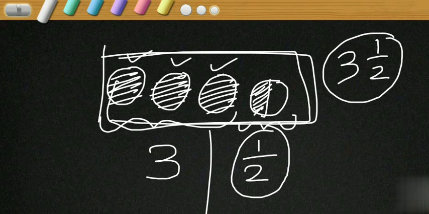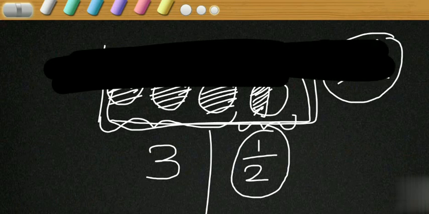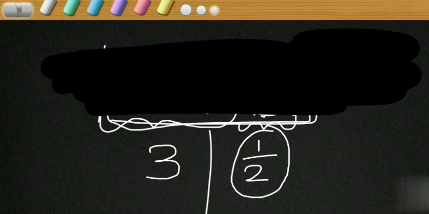Have you understood what is meant by mixed fraction? Whole number together with an improper fraction? No, not at all. Whole number together with a proper fraction.